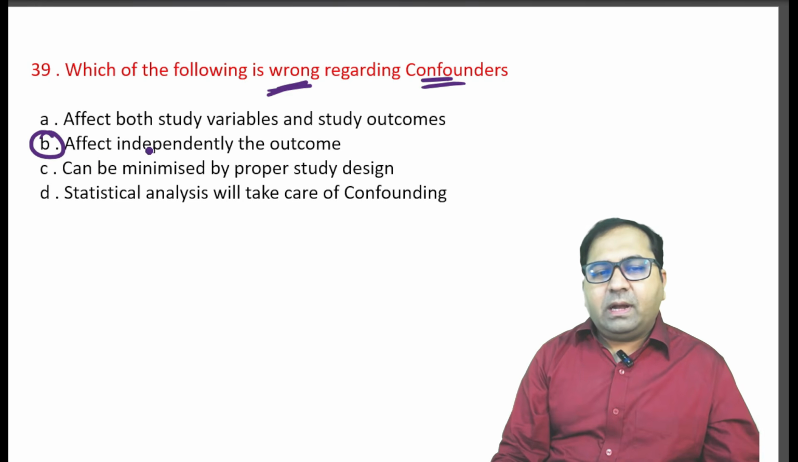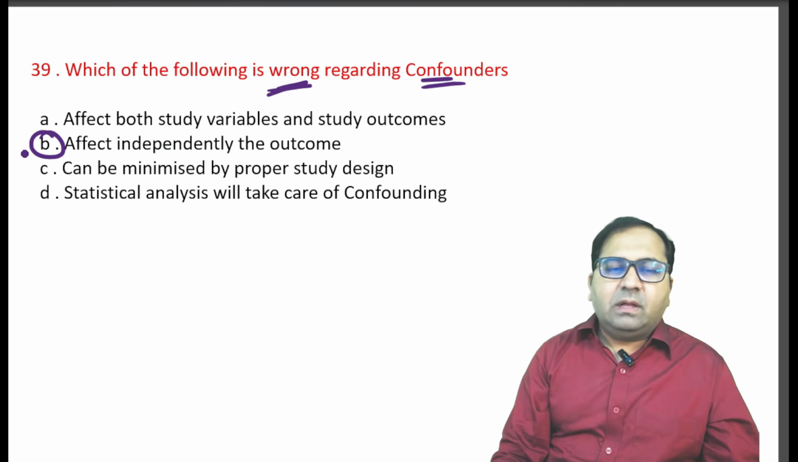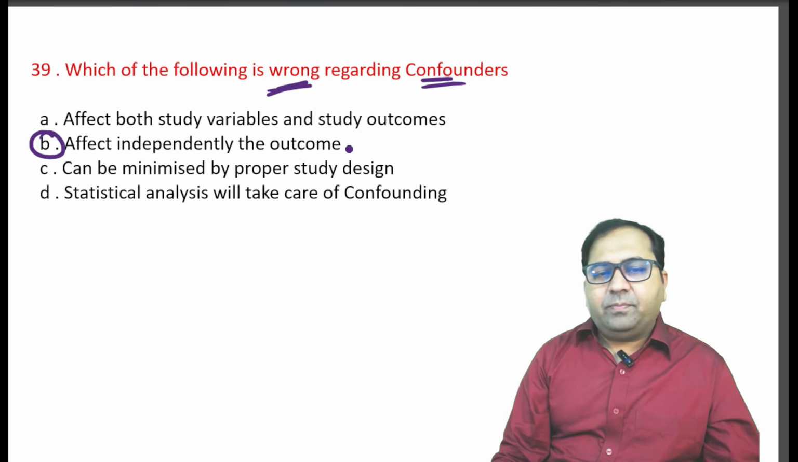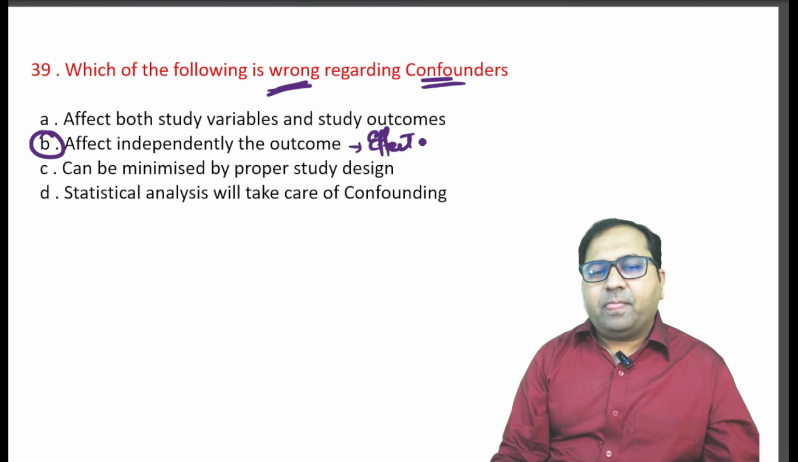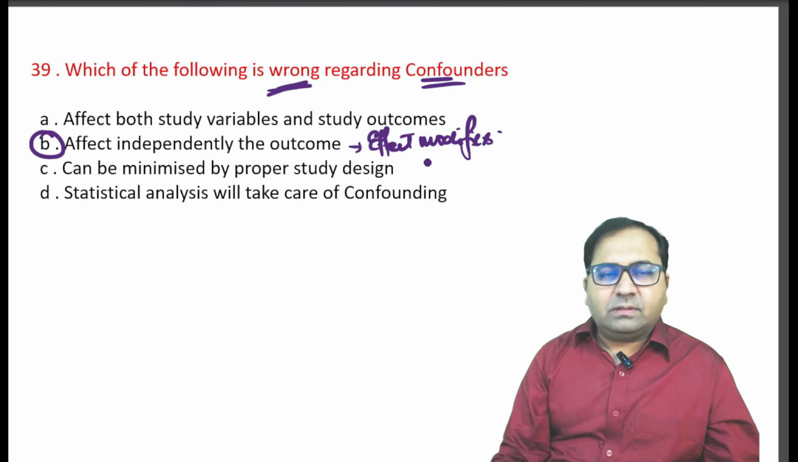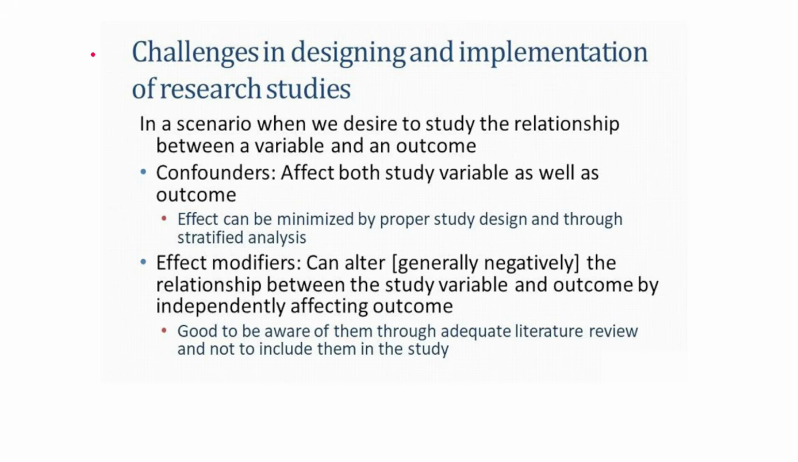The second one, that is, affects independently the outcome, is wrong regarding confounding. Okay, because this affects independently the outcome comes under effect modifiers. It is for the effect modifiers, not for confounders. So the answer for this question is option number B. Now let us revise this slide again regarding the confounders and also regarding the effect modifiers.